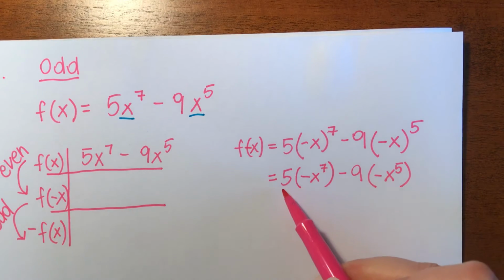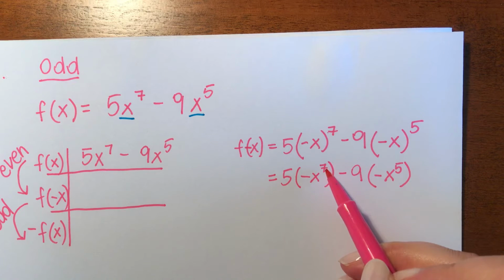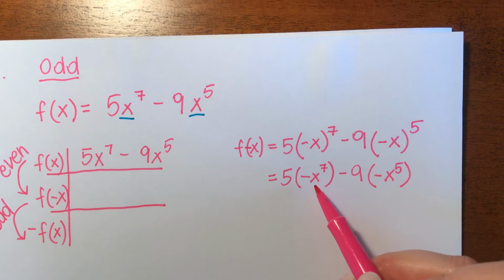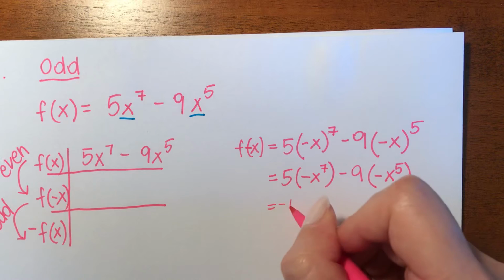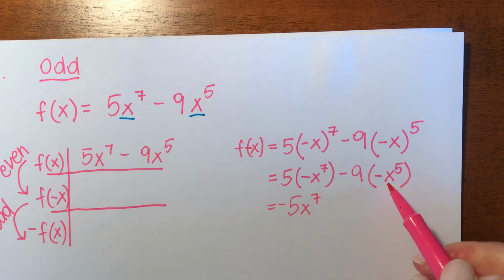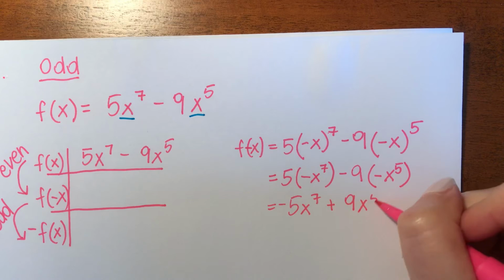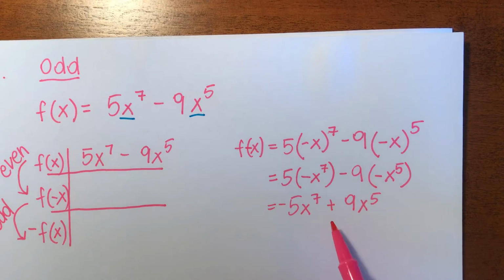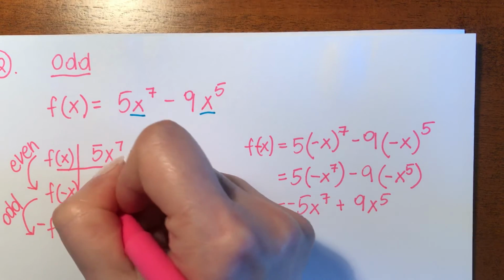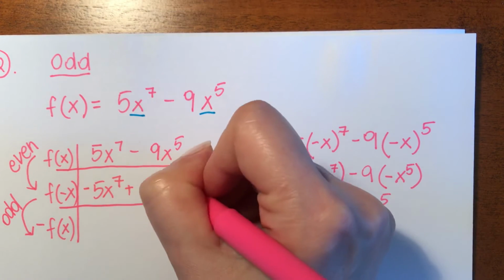Now, this right here is the same as 5 times negative x to the 7th. All I'm going to do is put this minus in front of the 5, because 5 times negative x to the 7th is negative 5x to the 7th. Now here, negative 9 times negative x to the 5th is positive 9x to the 5th. So that's my answer for f of negative x: negative 5x to the 7th plus 9x to the 5th.